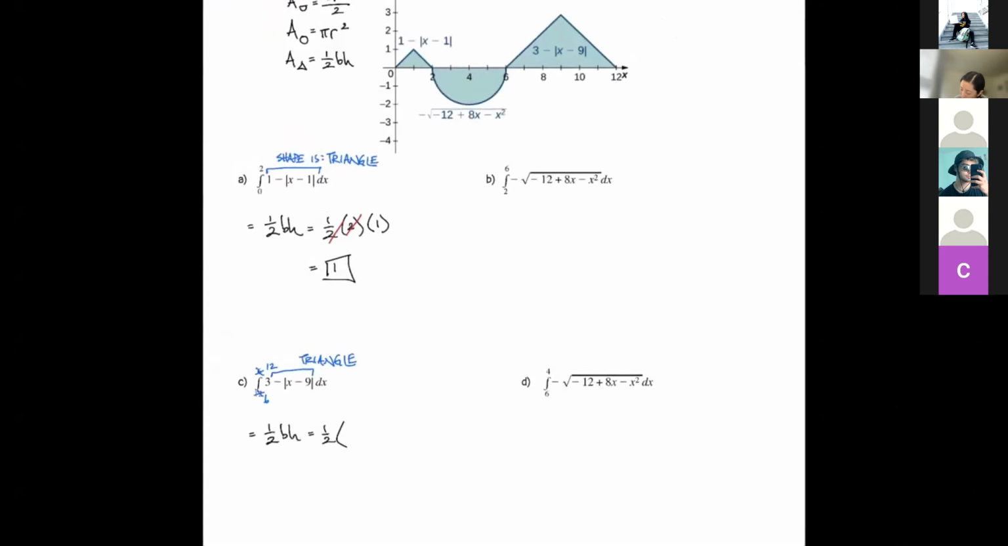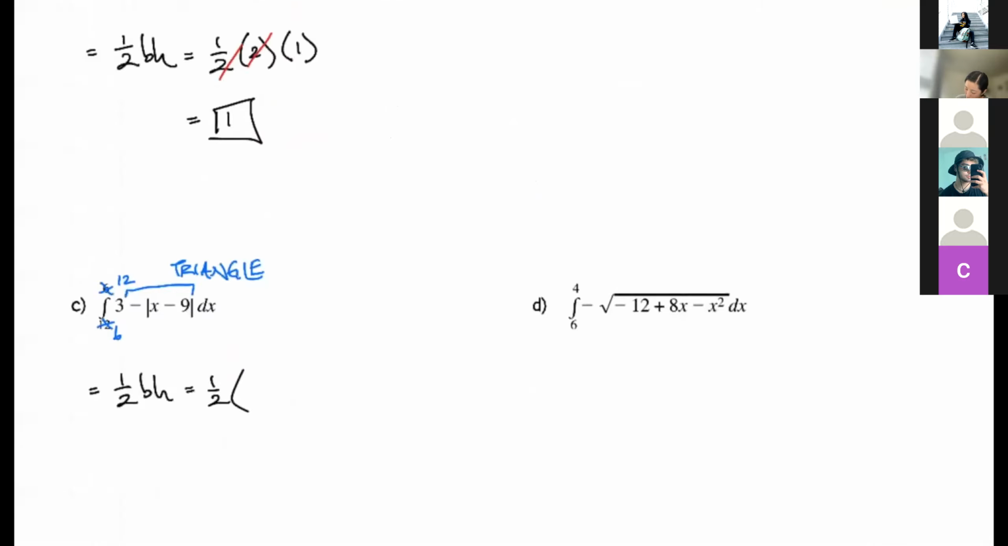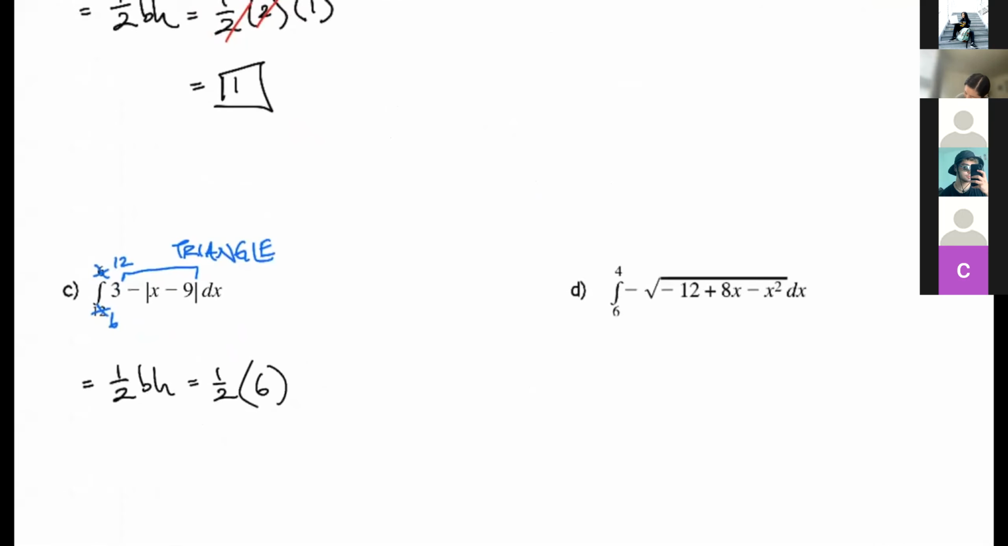And let's see, what is the base of this triangle and what is the height of this triangle? Who's got values for that? 6, I agree, is the base, and 3 is the height. Perfect. So 6 times 3, and I'm going to go ahead and reduce that to a 3, and we get an area of 9. Okay. So we found the area of the first triangle and of the second triangle.